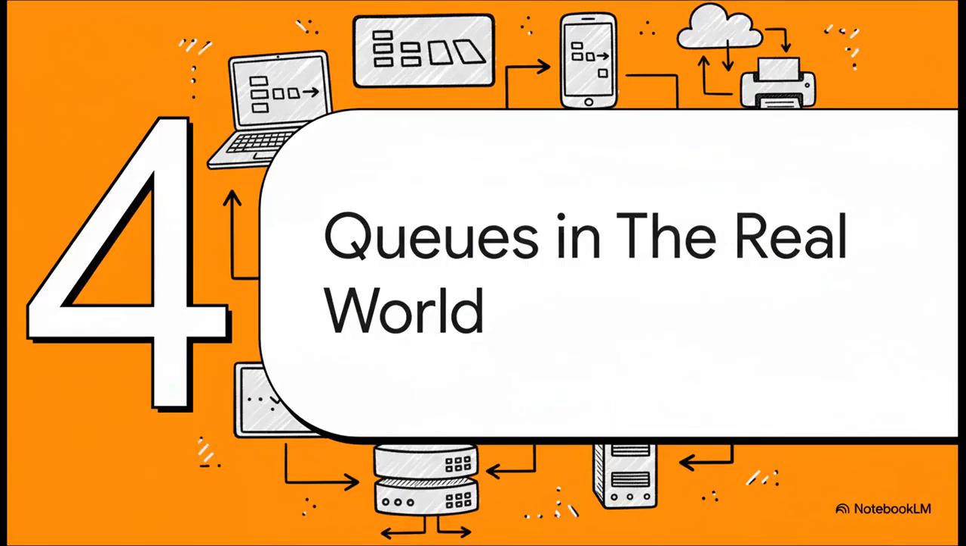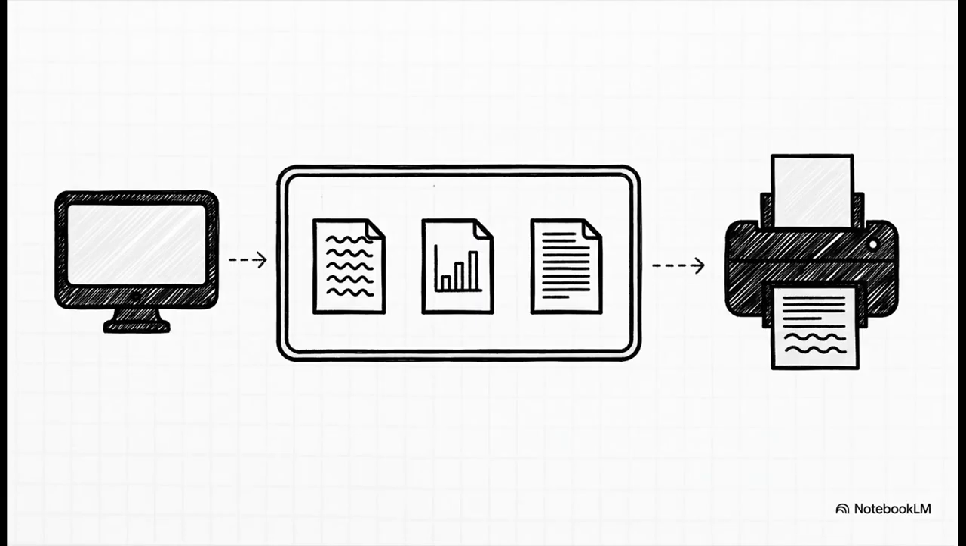Okay, this is all great in theory, but where does this stuff actually show up? Well, it turns out queues are the silent workhorses behind a huge part of our digital lives. Have you ever sent like 5 different documents to the printer all at once? They don't come out all mixed up and jumbled. That's because a queue, called a print spooler, lines them up in the exact order you sent them. First document in, first document out. It's a perfect, simple example of FIFO in the real world.